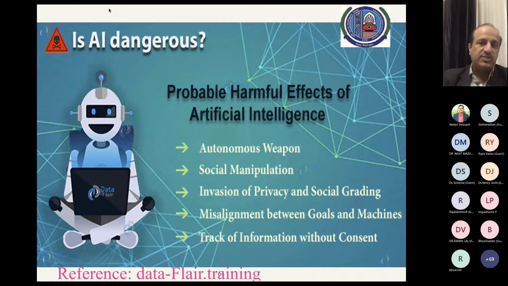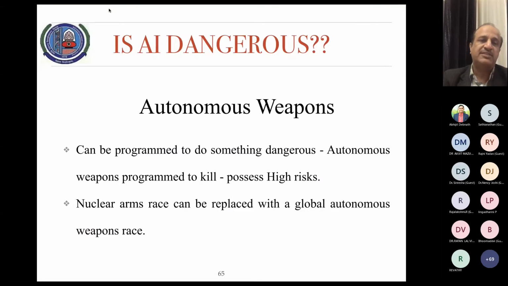So the dangerous points we have to work upon with AI are autonomous weapons, social manipulation, invasion of your privacy and social grading, and misalignment between the goal you give and how the machine works. Without your information, without your consent, your information is tracked by this AI system. So we can program any dangerous weapons. There is a high risk coming with this autonomy of AI.